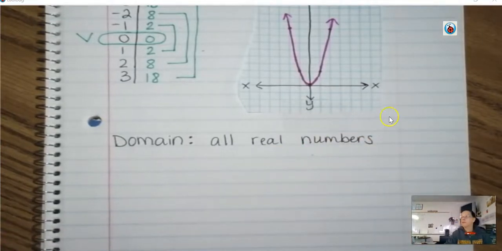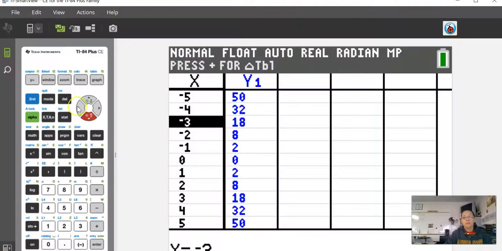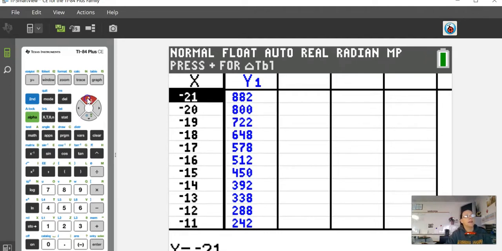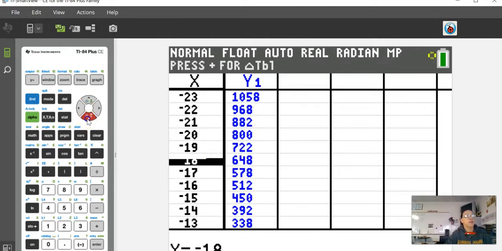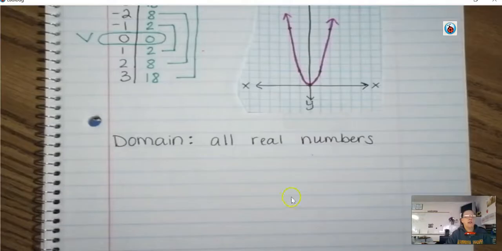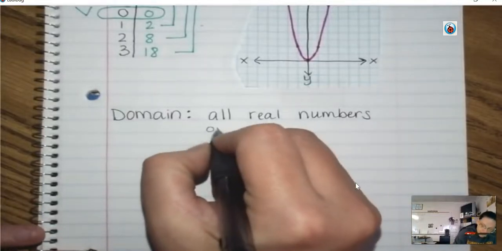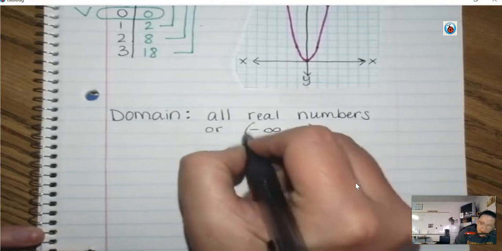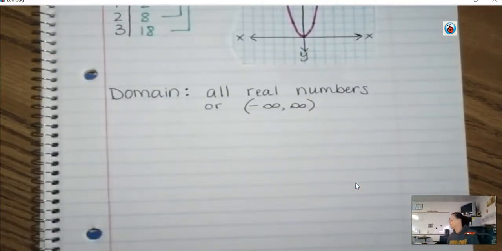Domain is all real numbers. Because if you look at the table, I can keep going into my negatives forever. I can find a value for any of those x's. Or I could go positive forever. So any x value in there will work. Sometimes it's written as negative infinity to positive infinity, and infinity always gets parentheses because you can't touch it.